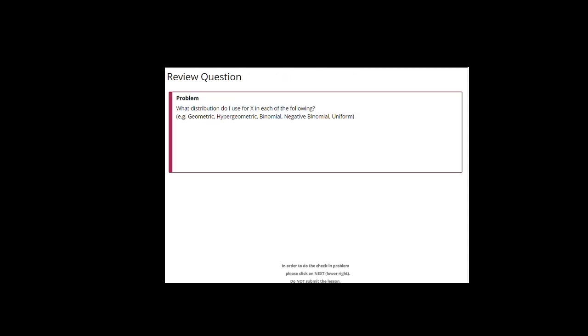Here's a second review question. What distribution do I use in each of the following scenarios for the random variable X? And our choices are those we've studied so far: geometric, hypergeometric, binomial, negative binomial, uniform, and so on. The first question. We sample without replacement from a population of r S's and n minus r F's, and we count how many S's, successes, we obtained in a sample. The second question is identical, except that we sampled with replacement instead of without replacement.